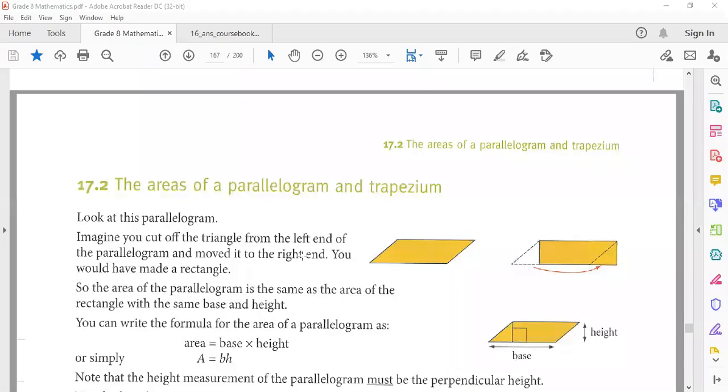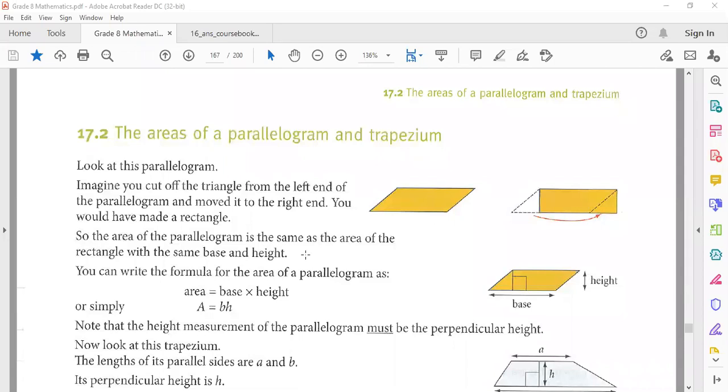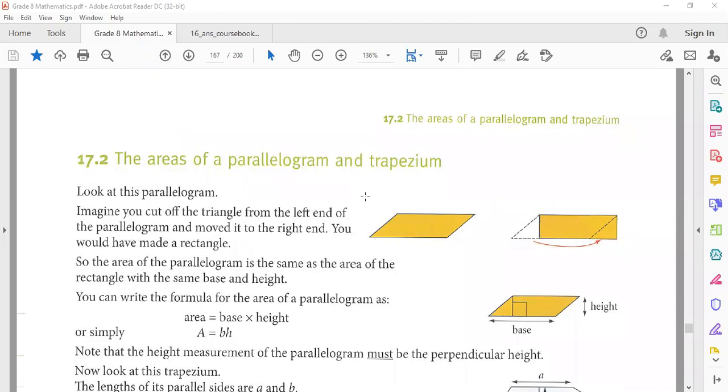Assalamu alaikum class. Today we will start a new topic, 17.2, area of a parallelogram and trapezium. In this shape, I will tell you what is the difference between a rectangle and a trapezium.